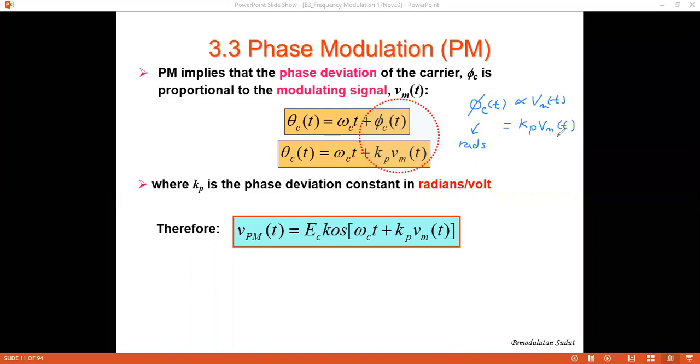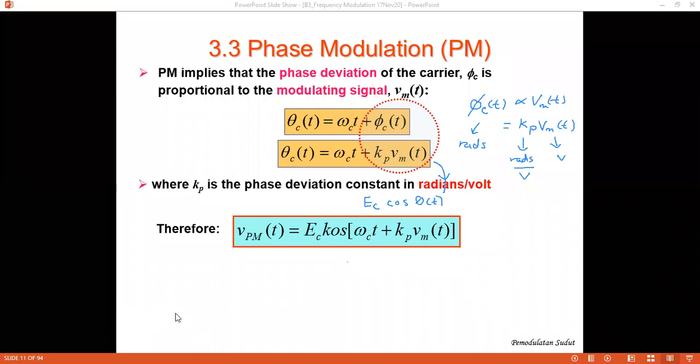Since VMT is in volts, in order to make it consistent, Kp should be in radians per volt. This is known as the phase deviation constant. From our general equation, EC cos theta t, where theta t is the instantaneous angle, theta t is then omega ct plus Kp VMT. So this is the general equation for phase modulation, VPMT.